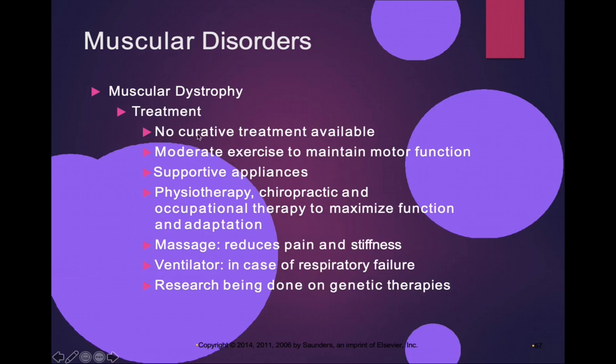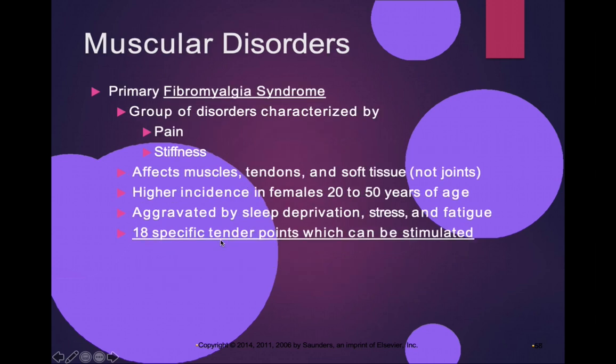The treatment, there really is no curative treatment available for muscular dystrophy. It's just moderate exercise to try and maintain the muscle mass that's there, supportive appliances to try and make life a little bit easier, physiotherapy, chiropractic care, occupational therapy. All of these things are designed to maximize function and to help them adapt. Massage therapy reduces pain. It decreases stiffness. Sometimes ventilators are needed in case of respiratory failure. And there's lots of ongoing research that's being done for genetic therapies.